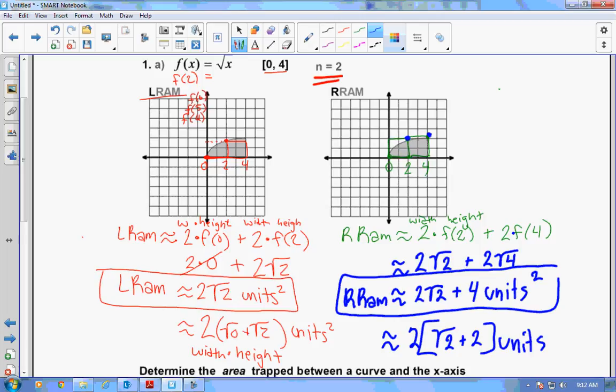Okay, any questions on number 1? Yeah. Because square root of 4, the height is not 4. The height is 2, but the width is 2, so the area of the second rectangle is 4. 2 times 2.